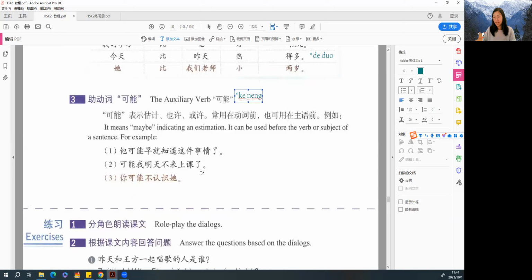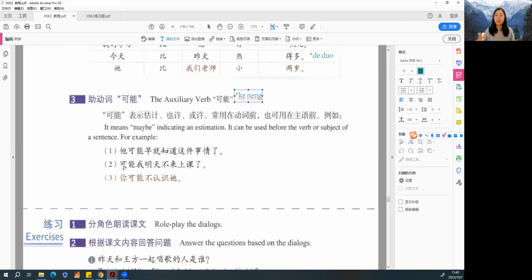So it's better to put 可能 in front of what you want to emphasize. So if you want to say, maybe tomorrow I will not come to class, but I emphasize tomorrow. I'll come to class the day after tomorrow, I'll come to class next week, but tomorrow maybe not. So we put 可能 in front of the real object that we want to emphasize. So 我可能明天不来上课了。可能明天 which means probably tomorrow.